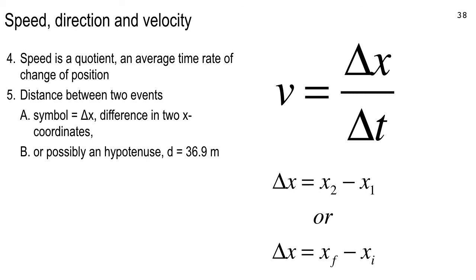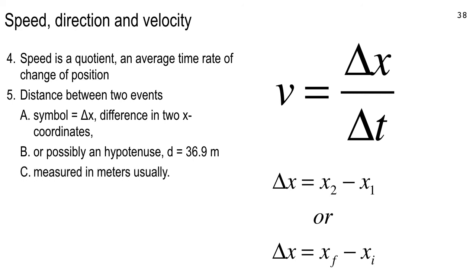And possibly you might think of the distance as, like, a hypotenuse of a right triangle sometimes. So let's throw that in there too. Anytime you have a delta x, or some kind of distance between two events, it might not be just simply a delta x. It might be a little delta x and a little bit of delta y at the same time. So you might have a right triangle of some kind. So let's say, for example, that the distance is what we found, 36.9.